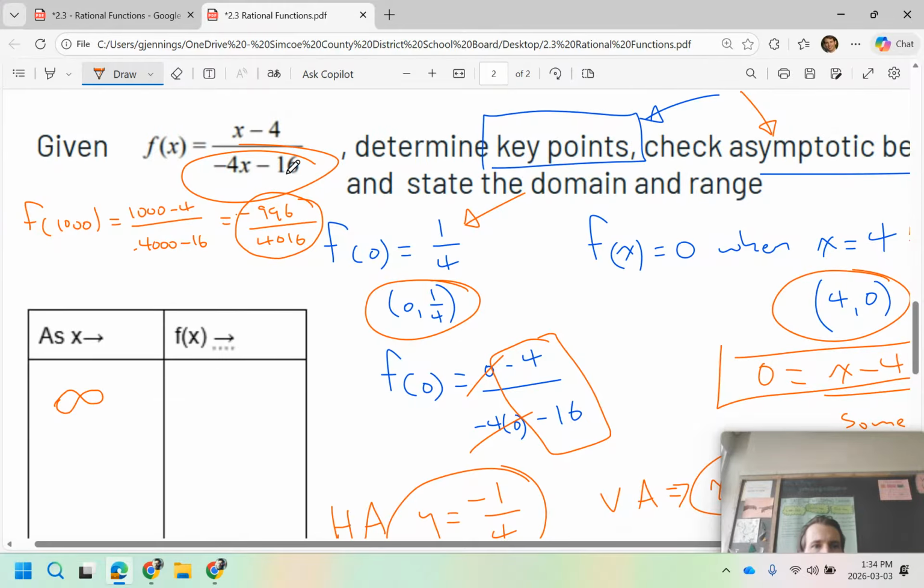Negative 996, 1,000 minus 4, so that's 996 over negative 4,016, but I don't like writing the negative on the bottom, so I float it to the top. Yeah, it's the same. I could say 996 over negative 4016, but it'd be the same as what I wrote, but I prefer what I wrote. Okay, so is that above or below negative 1/4?